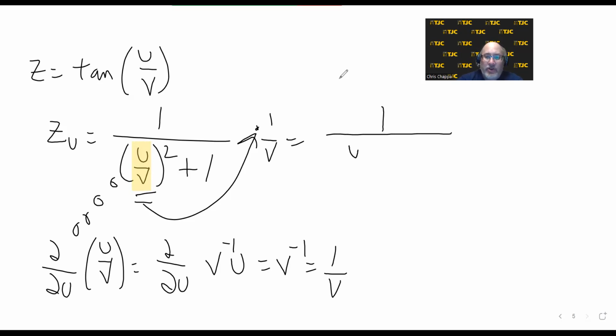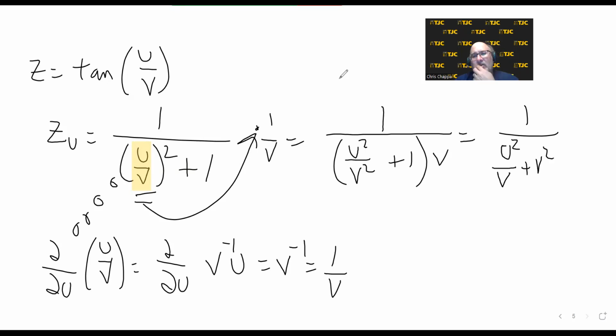Let's see, and I'm going to go ahead and square both sides of the fraction. So u squared over v squared plus 1, and then multiply the denominators. So the denominator of the first fraction times the denominator of the second fraction, which is just v. If we distribute the v across the bottom, we get u squared over v plus v squared. But I still have a complex fraction, so I'm going to multiply both sides of the big fraction by v. That will clear out the little fraction in the denominator. That will give us a v on top and u squared plus v squared on the bottom.